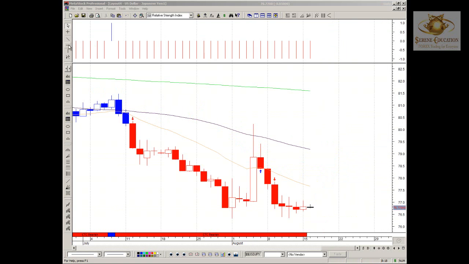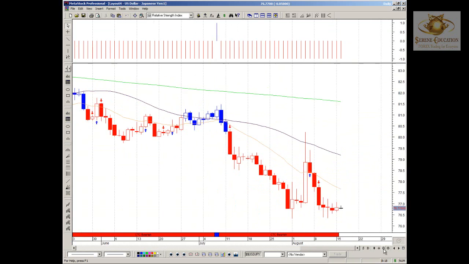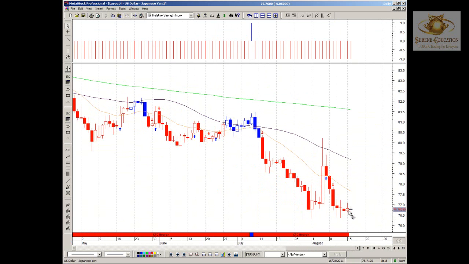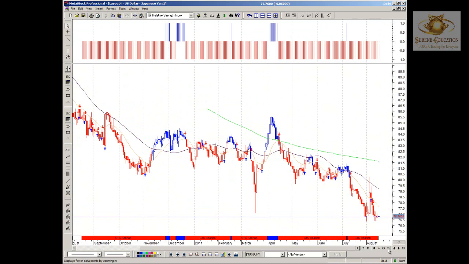Last pair of the day is the US dollar against Japanese yen, and pretty much going sideways. A lot of indecision over the past couple of days. Almost a full week of indecision. Look at the spinning top, doji, spinning top, spinning top. All this happening at the bottom end of this trading range where we saw prior support area. This is an all-time low for this pair, the US dollar against Japanese yen.